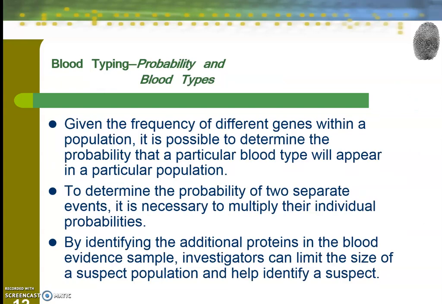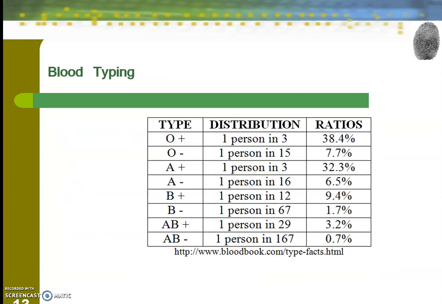Given the frequency of different genes within a population, it's quite possible to determine the probability that a particular blood type will appear in a particular population. You are able to determine this by multiplying individual probabilities and identifying the additional proteins in the blood sample. So if we look at the distribution of blood in a sample size, O positive, about 1 in every 3 people is O positive. O negative, 1 person in every 15, and so on. So you can see what that situation looks like.